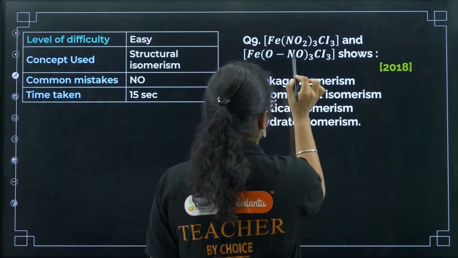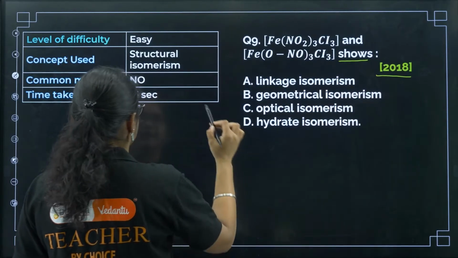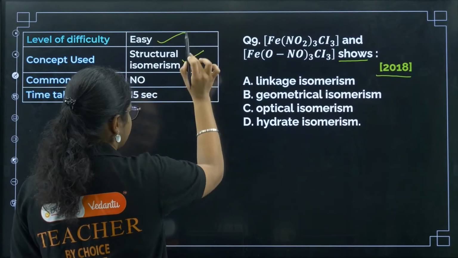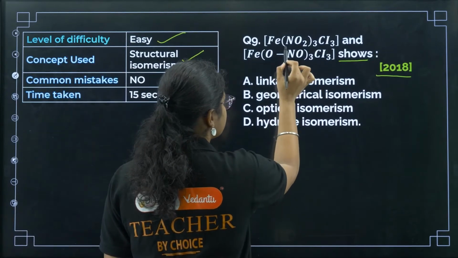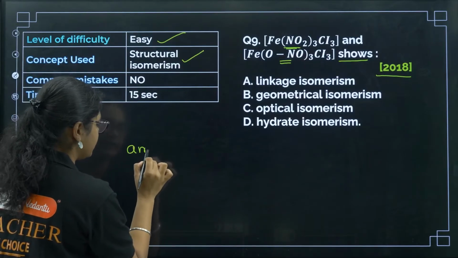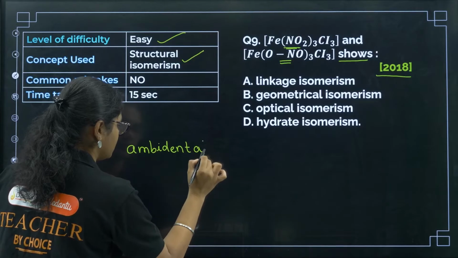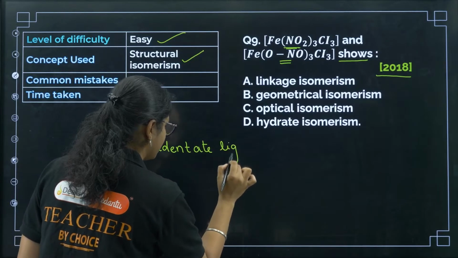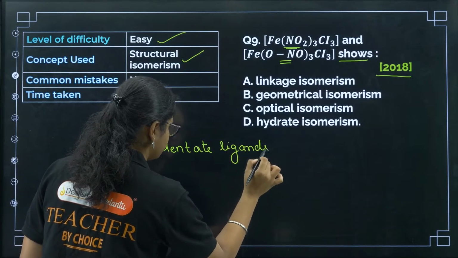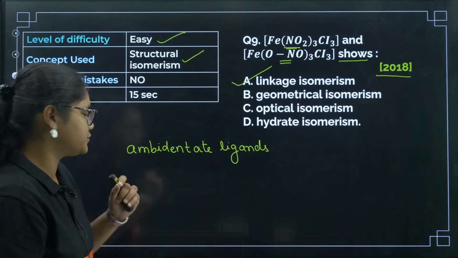[Fe(NO2)Cl3] and [Fe(ONO)Cl3] show... So this question was asked in 2018. So it is a structural isomerism question, a very easy question. If you remember, this type of ligands are there. What is this type of ligands? Ambidentate ligands, right? If ambidentate ligands are present, then we will always have linkage isomerism. So the correct answer is option A.